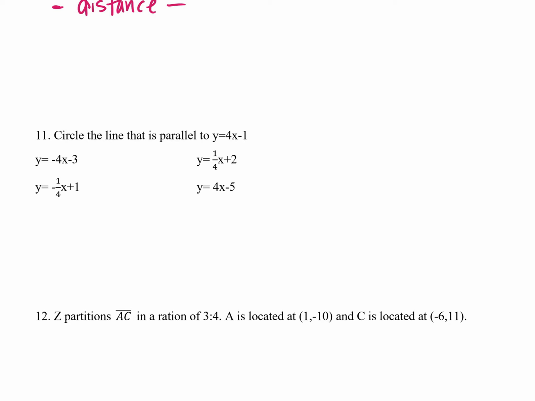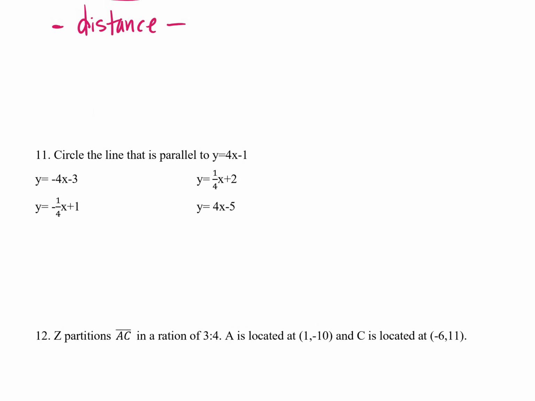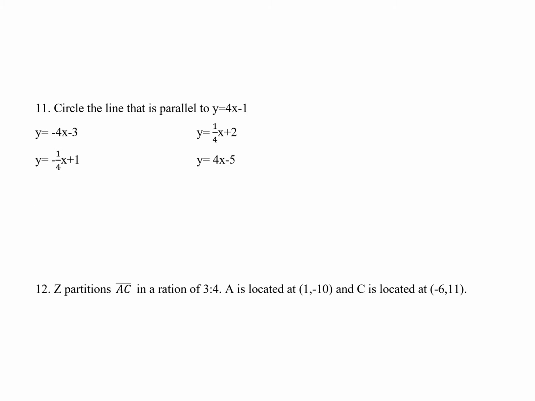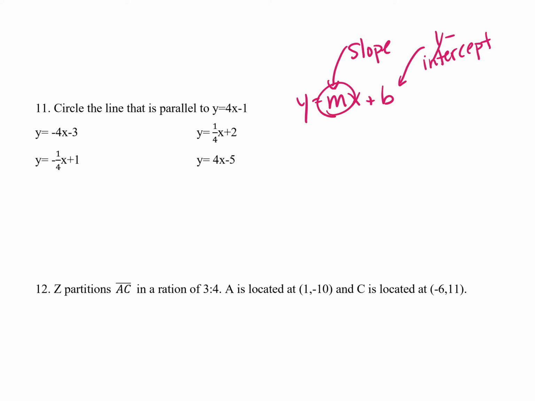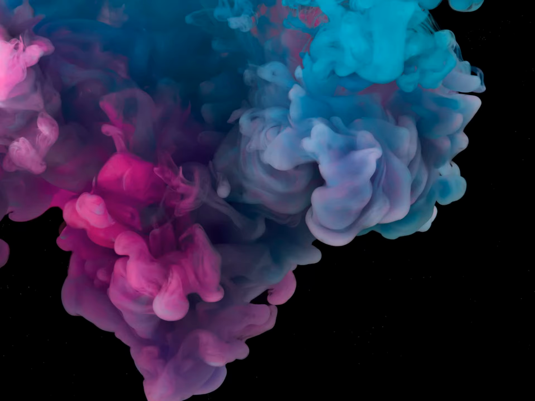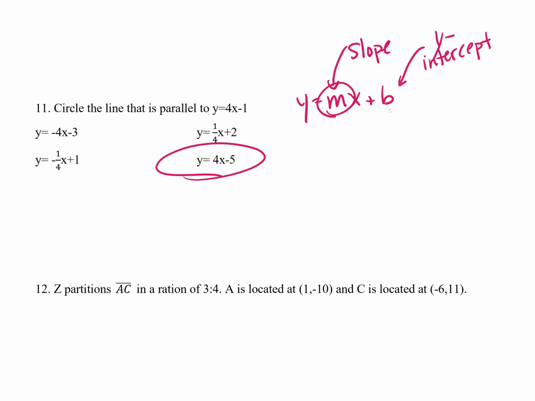Circle the line that is parallel to the other line. So I'm going to look at this line. All I need from this is its slope. So remember, y equals mx plus b. So the slope is the m value that's always in front of x. This is the y-intercept. Okay? So I need a line that is parallel to this one. So it's going to have a different intercept, but the same slope. So I'm going to look at my choices, and I'm going to find this one has a slope of 4 as well. And so that's my choice.